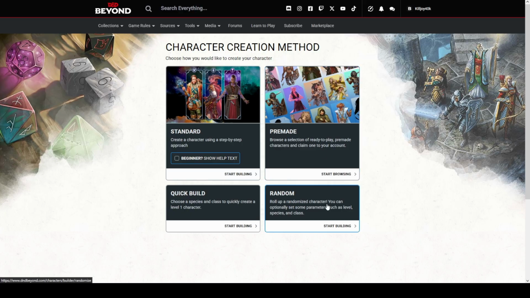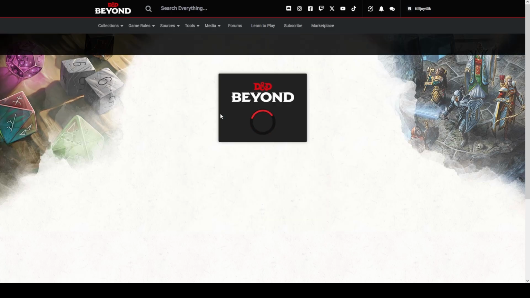Random, I don't know who would use random. It would just make you a random character at the level you say to make. That seems silly. Maybe people do it for challenges, and you have to solve for the difficult character challenges you have with a random character. And then there's quick build. Quick build is for if you want to just get right into the thick of it. You hit this. You select 2 things, and bam, you have a character. It's for low customization options. So we're going to click standard.